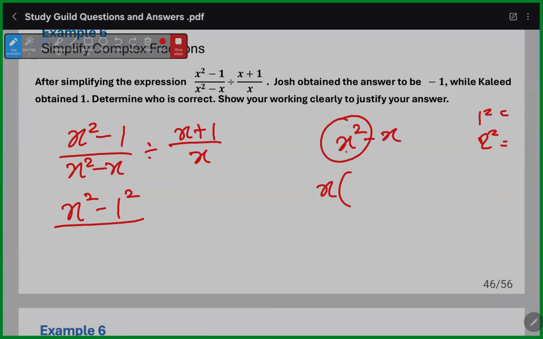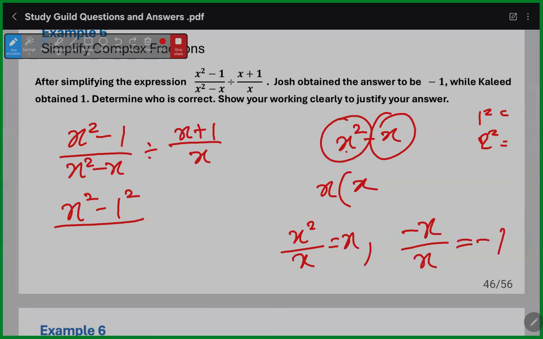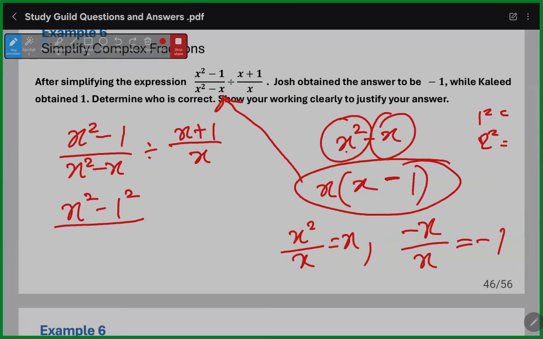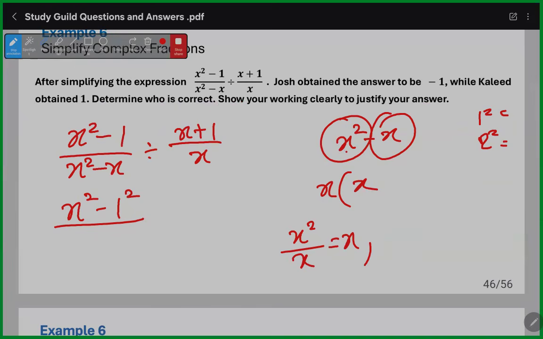Take this, which is x squared, and divide it by the common term, which is x. Your answer is going to be x, so you write it here. Then you take this second part, which is negative x, divide it by x, and it's going to give you negative 1. So you write it here. So this is the factored form of this particular expression.